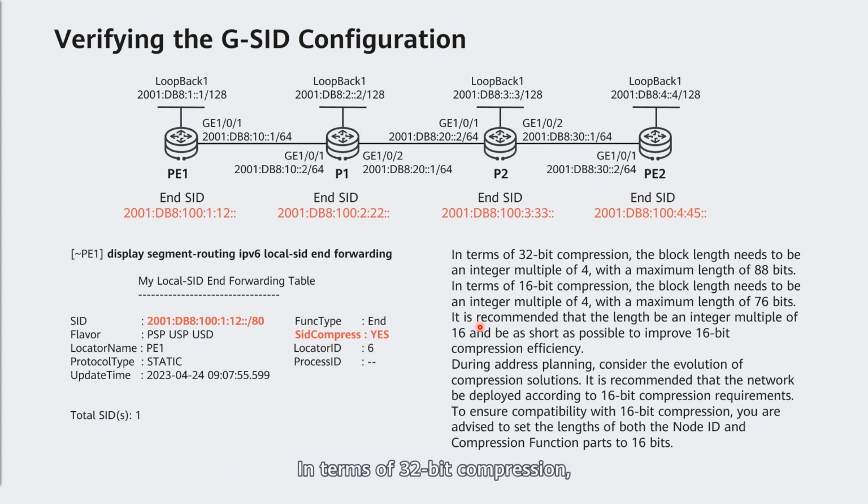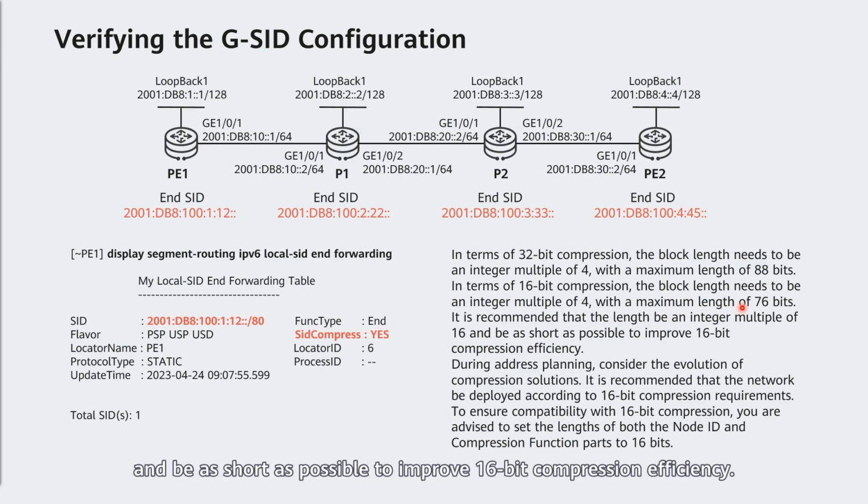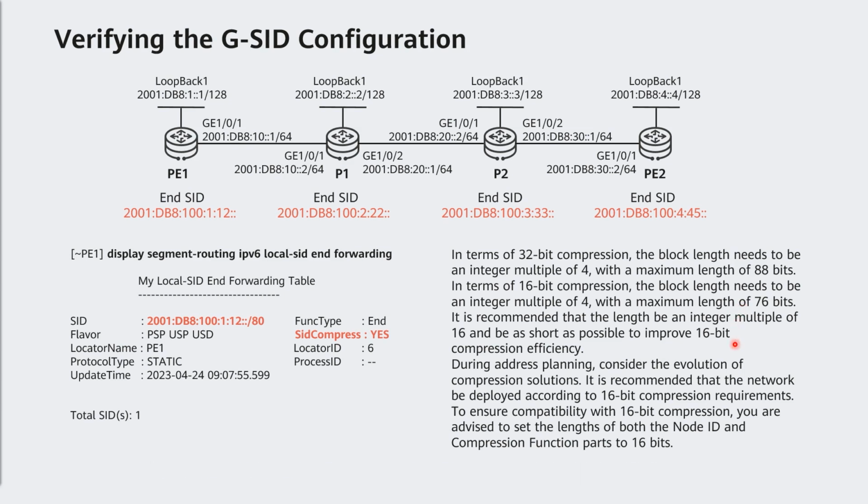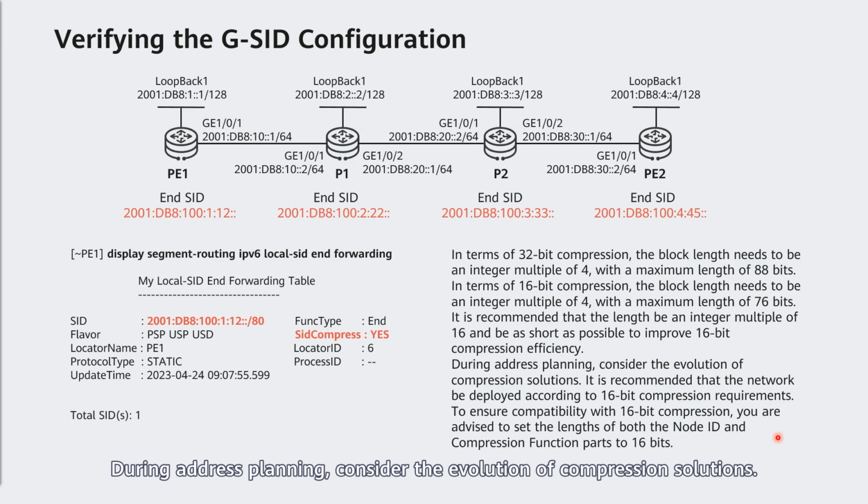In terms of 32-bit compression, the block length needs to be an integer multiple of 4 with a maximum length of 88 bits. In terms of 16-bit compression, the block length needs to be an integer multiple of 4 with a maximum length of 76 bits. It is recommended that the length be an integer multiple of 16 and be as short as possible to improve 16-bit compression efficiency. During address planning, consider the evolution of compression solutions.